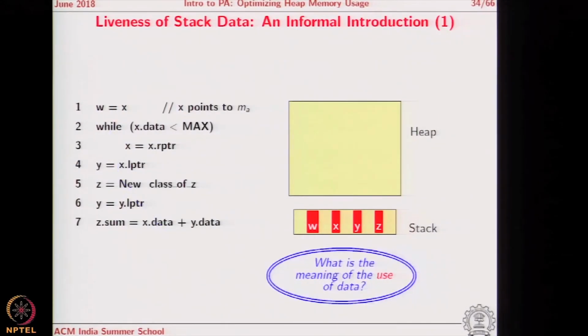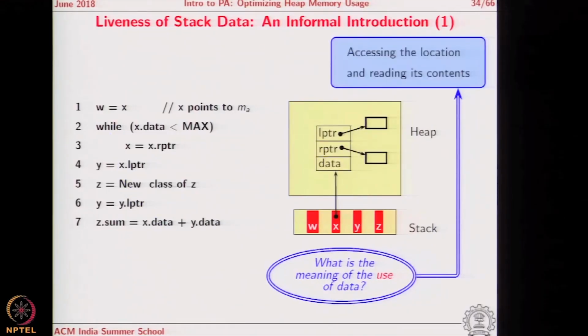So what is the meaning of the use of data? We are essentially saying, are we reading the contents of a location? That is the meaning of accessing the location and reading its contents. If we access the location, we might access it only to know its address. That does not make the location live. It is only when we dereference that address and read the contents that makes the location live.